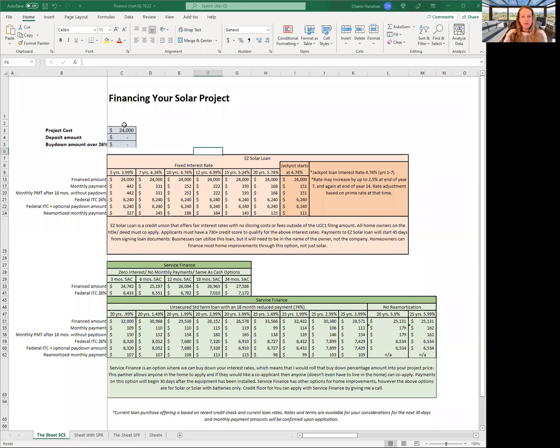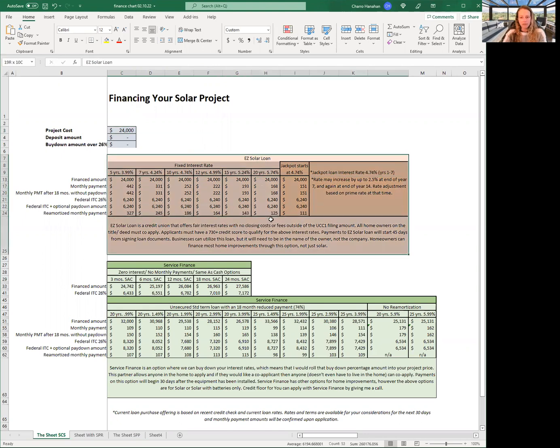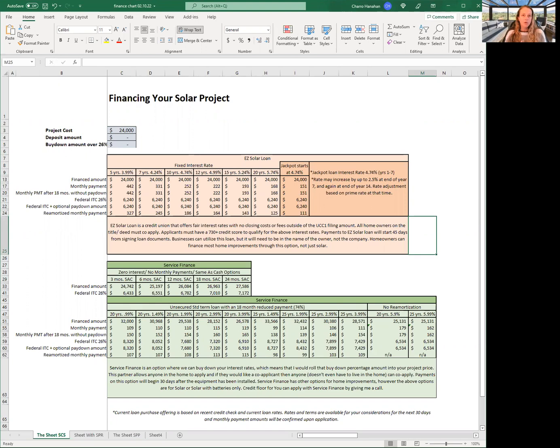So this only has three variables on the spreadsheet. Average PV price is around $24,000 for a grid-tied system, so we'll just use that to start with. But you basically have two options here. One is your credit union. Easy Solar Loan is owned by Community First. It is an online renewables and efficiency financing company.